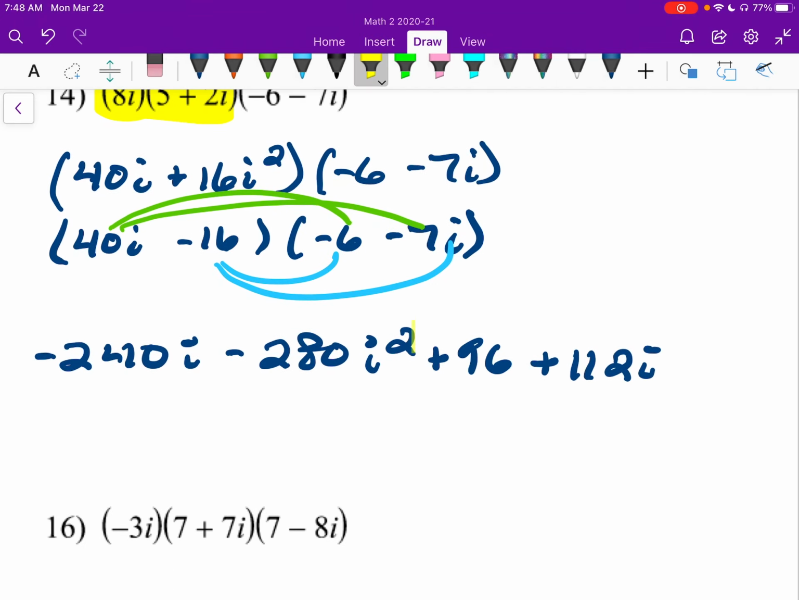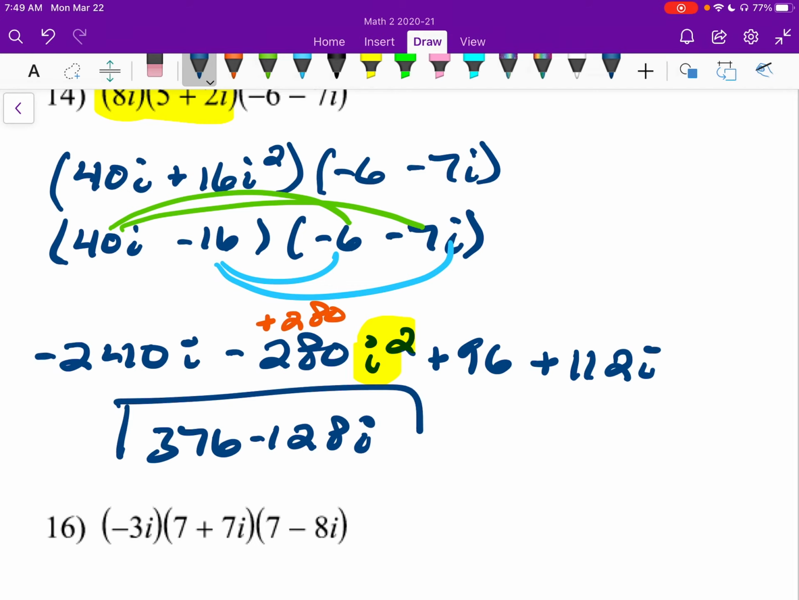The only one that really needs to change is this piece there. That turns this into a positive 280, right? So I'll take 280 and 96. That gives me the real part, which is 376. And then for the imaginary, I take negative 240 plus 112. That's a -128 that I typed in. So this would be minus 128i. And there we are.